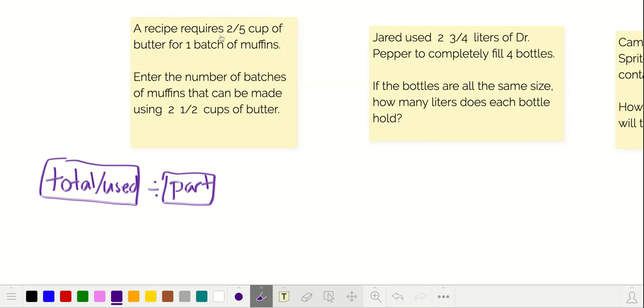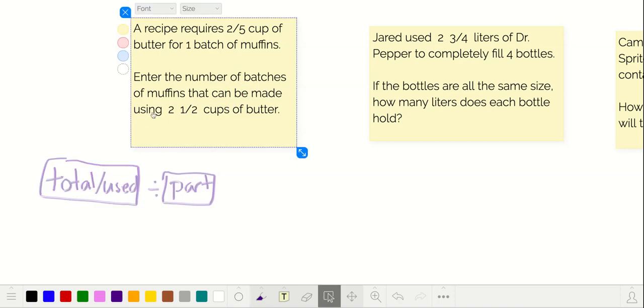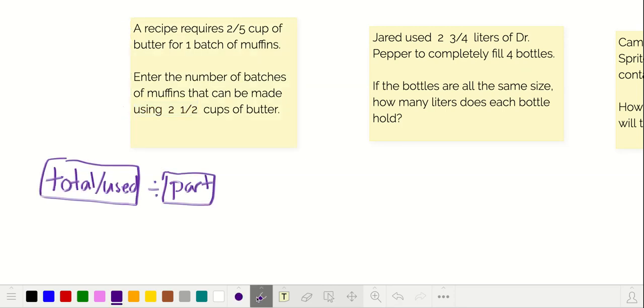It says a recipe requires 2/5 cup of butter for one batch of muffins. Enter the number of batches of muffins that can be made using 2 1/2 cups of butter. So if you're looking for keywords, you can see there's a word using right here. That means we have a total of 2 1/2 cups of butter. That's what we're using, so that's going to be our first number. It's really important that you read these problems carefully and find that keyword. So we've got 2 1/2, and then we're going to divide it by the part, which is 2/5 cup.